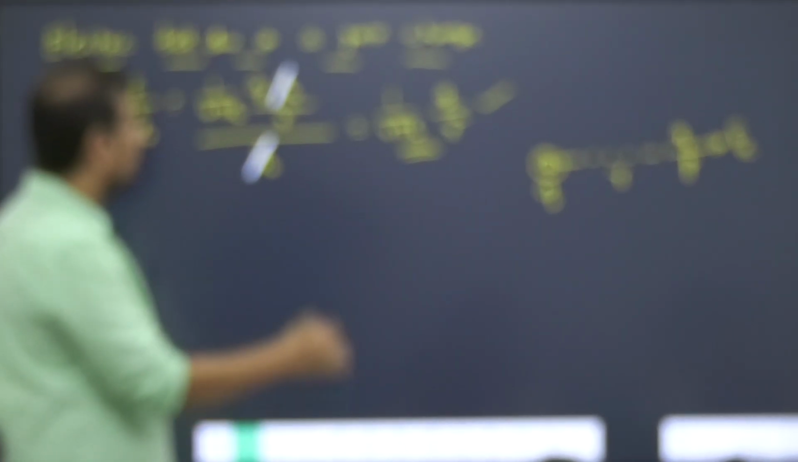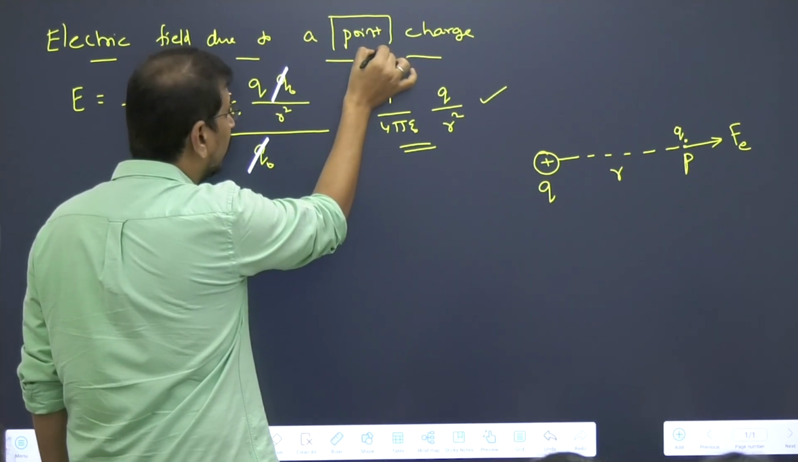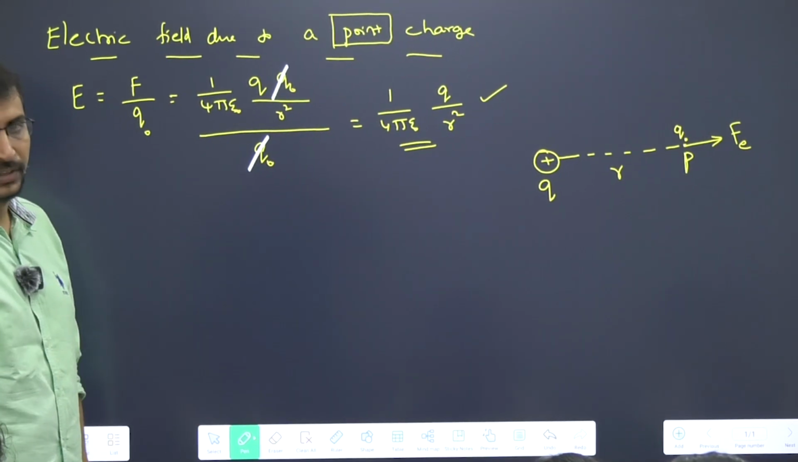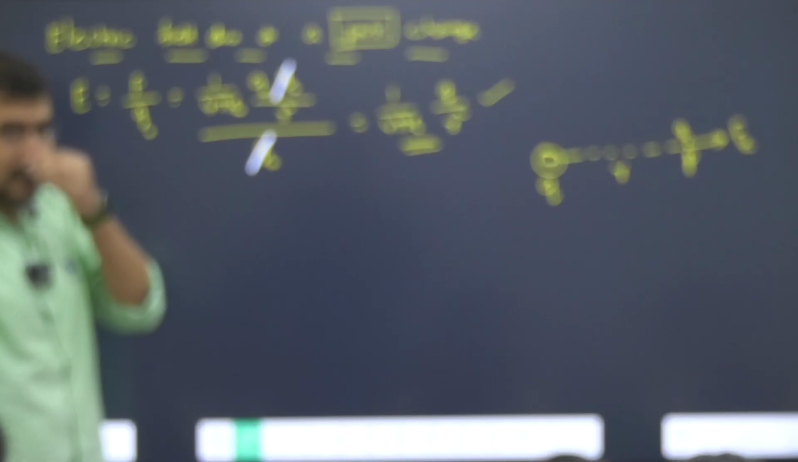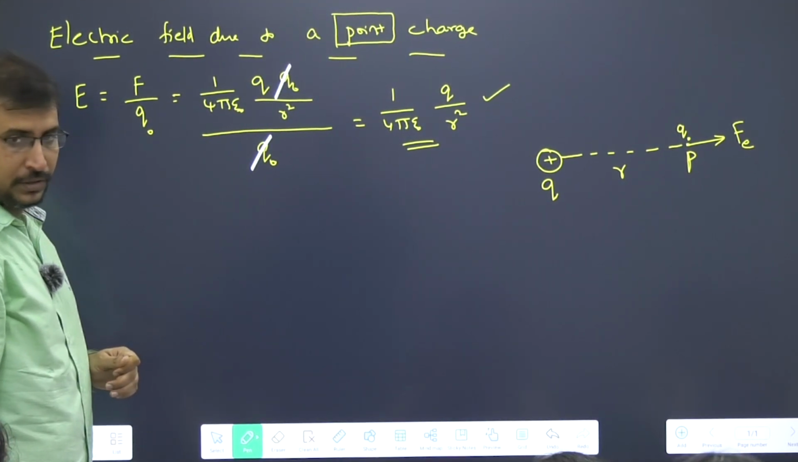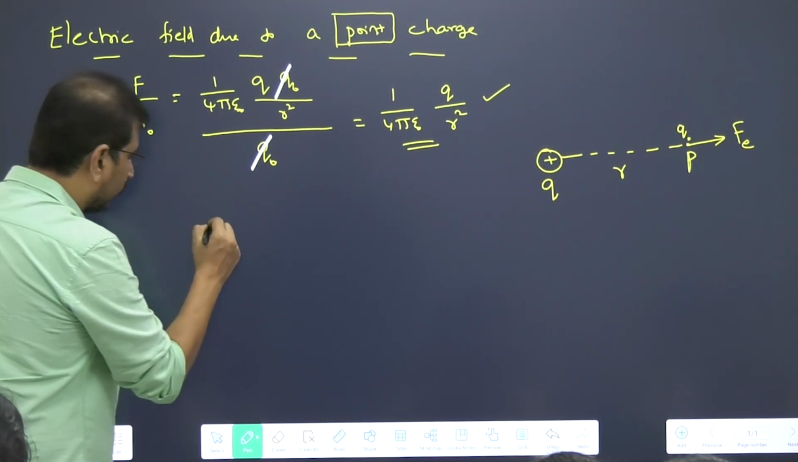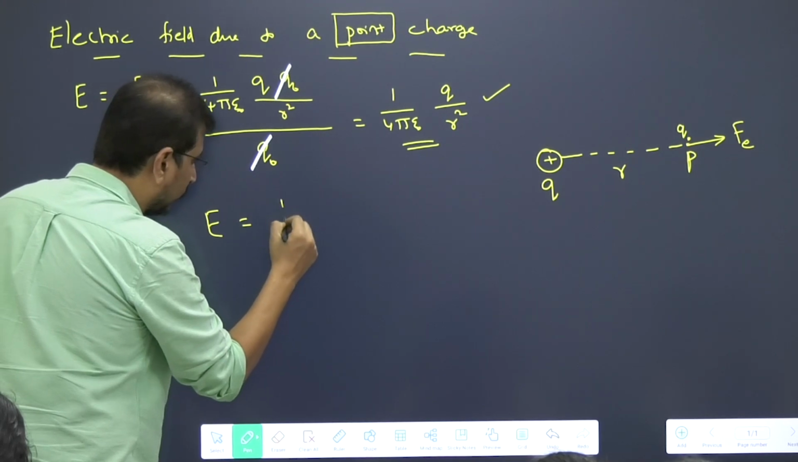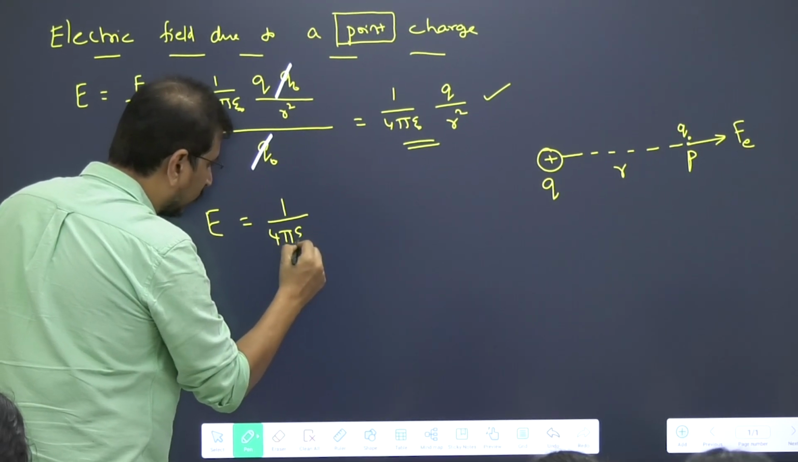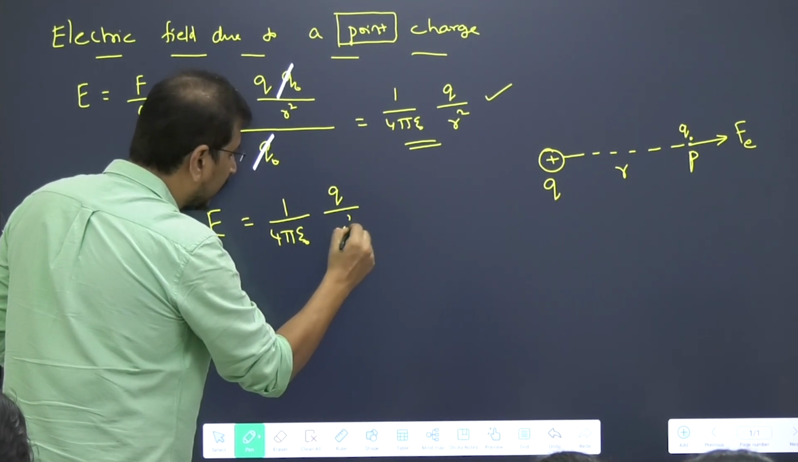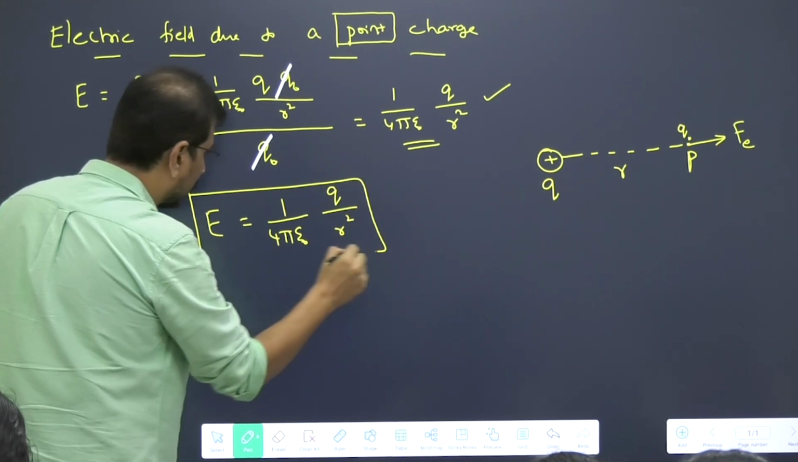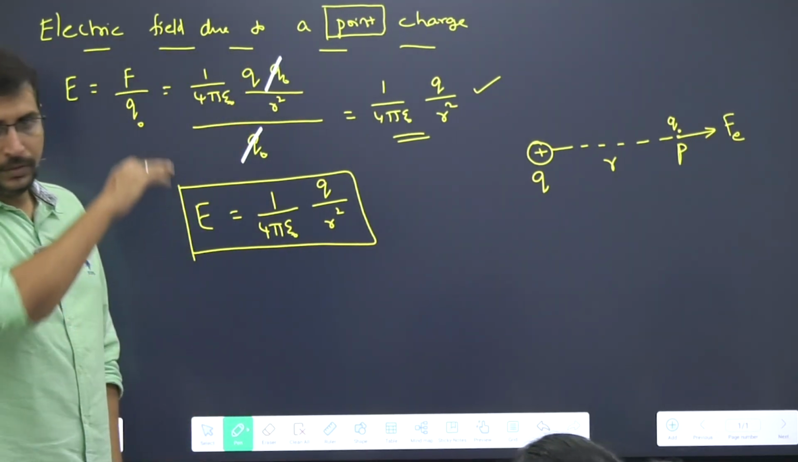Is it clear? So this word is to be understood. It is only due to a point charge, not due to an extended charge. About extended charge, I'll discuss later. Okay. I hope it is clear. Right. So E is equal to 1 divided by 4 pi epsilon naught into q divided by r square. So I hope you could understand this, right?